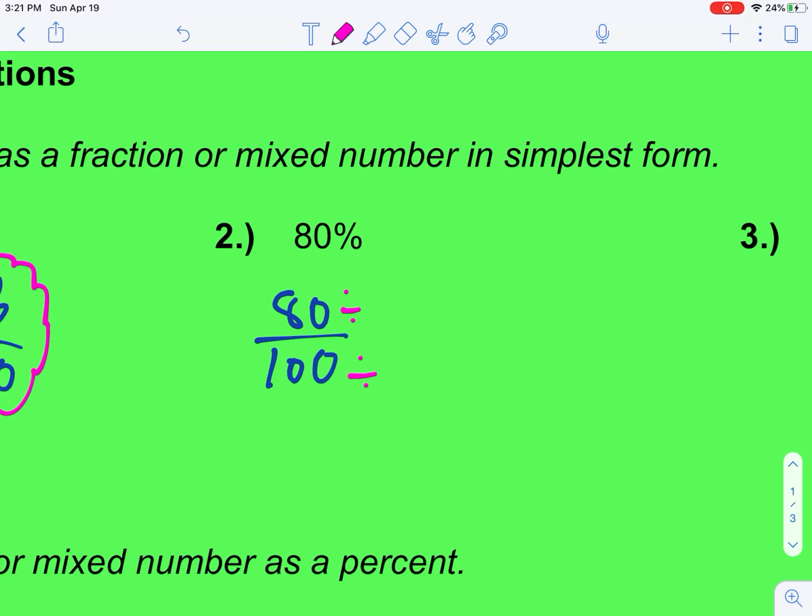Since they're both even, they both end in zeros. I could do 2, 5, 10, 4. There's a whole bunch of different numbers. But if we use our greatest common factor, which is 20, that means I'm only going to have to simplify one time to get my final answer. So 80 divided by 20 is 4, and 100 divided by 20 is 5. So 80% is the same as 4/5.